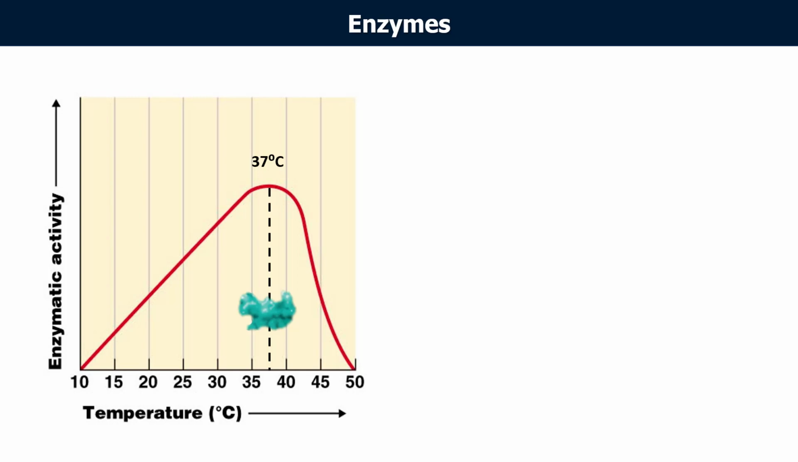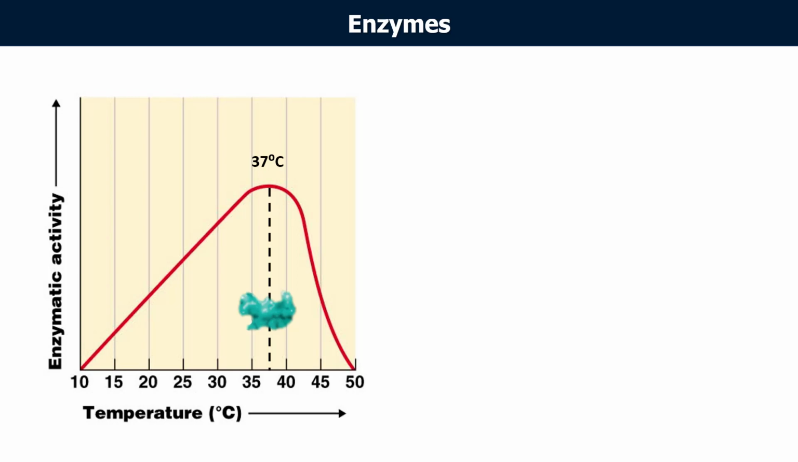But if we strayed away from that temperature, you see as we get hotter, or for that matter, as we get cooler, the graph is dropping off. And the reason the enzyme isn't working as well as it gets hotter is it starts to denature and fold differently. It loses its active site and it's no longer able to catalyze reactions.